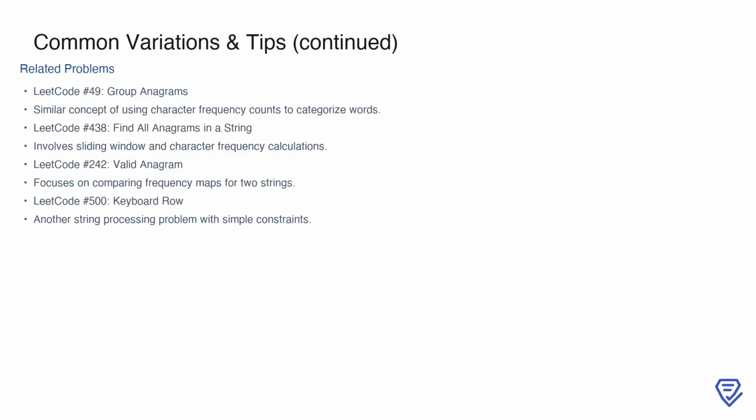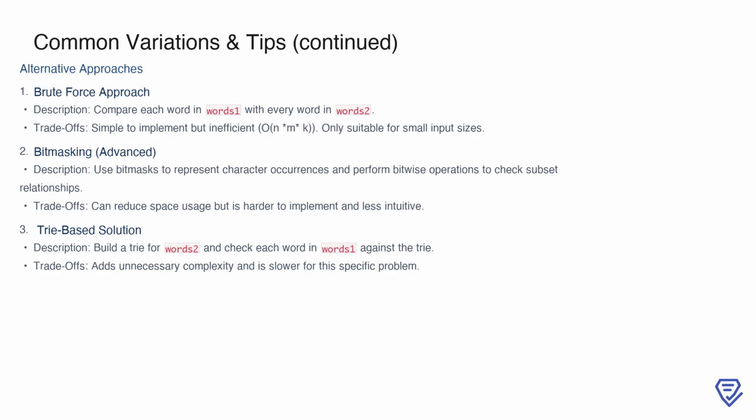a good warm-up exercise. There are alternative approaches to solving this problem, though they vary in efficiency and complexity. The brute force approach, for example, involves comparing each word in words 1 with every word in words 2. While simple to implement, it's highly inefficient and only suitable for very small input sizes due to its N*M*K time complexity. A more advanced but less intuitive method is bit masking, where you represent character occurrences with bit masks and use bitwise operations to check subset relationships.